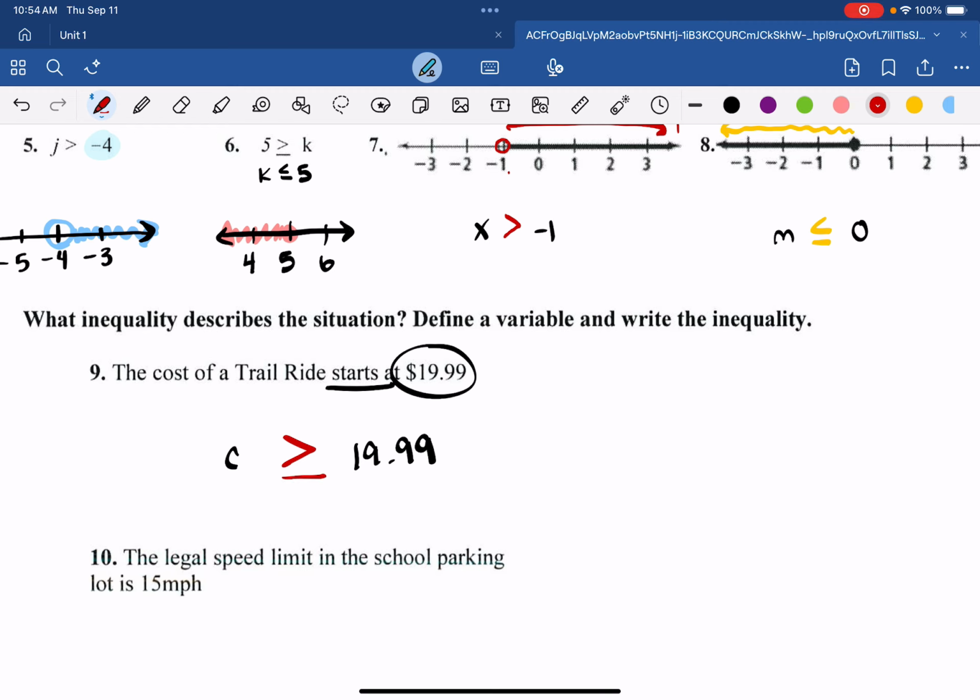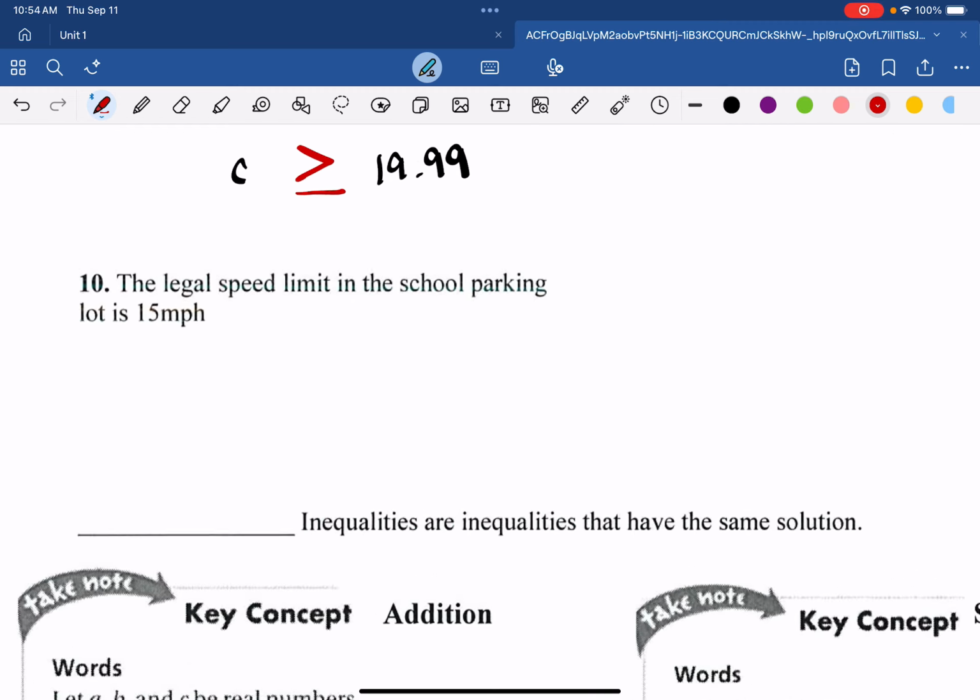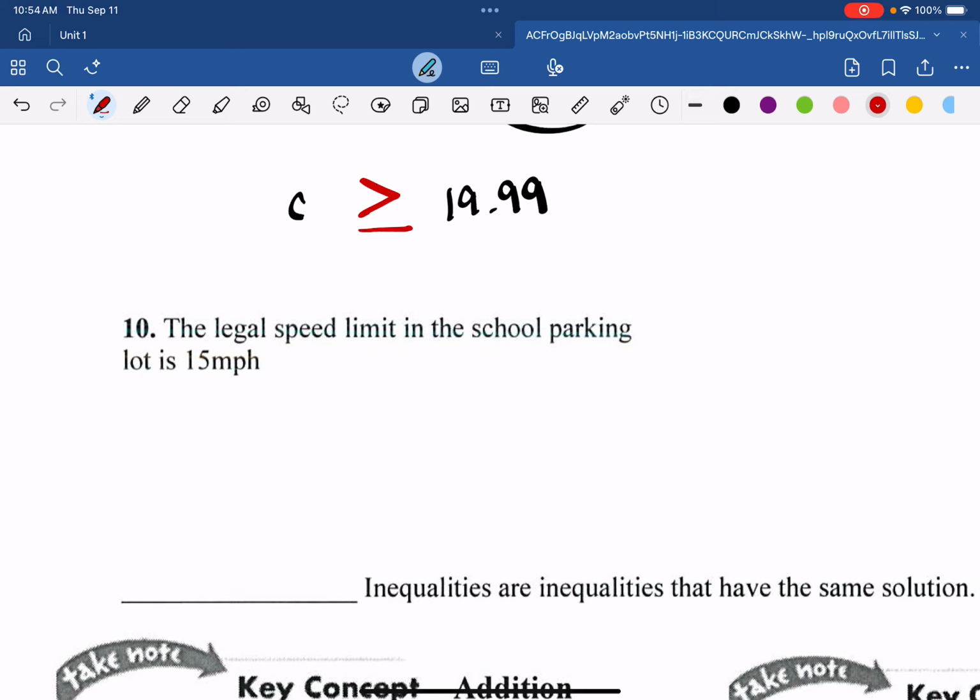Okay? All right, let's look at 10. It says the legal speed limit in a parking lot is 15 miles per hour. There's my critical number. Our legal speed limit, let's use maybe an S for speed limit. In the school parking lot is 15 miles per hour.